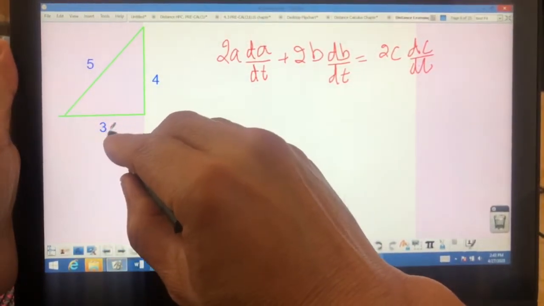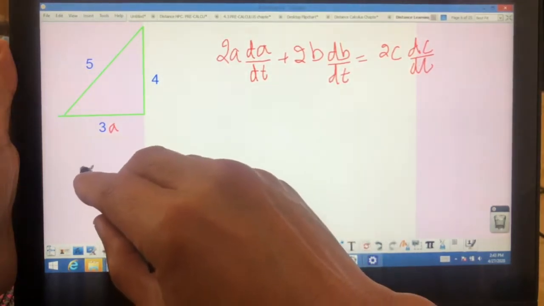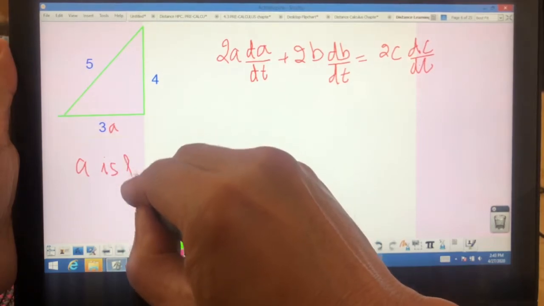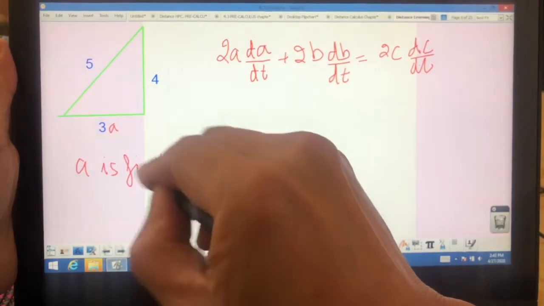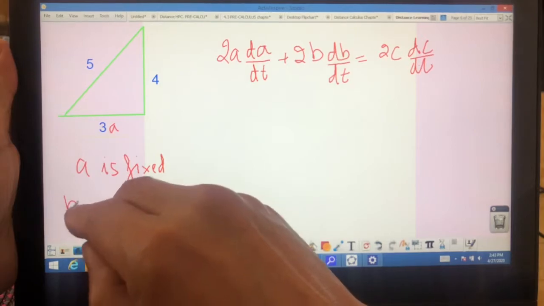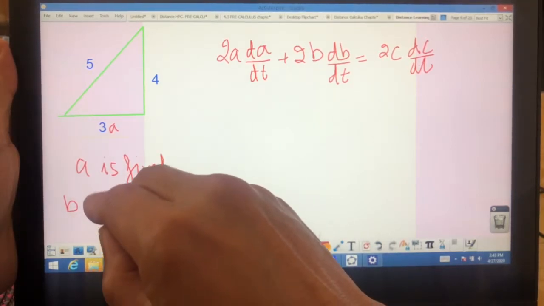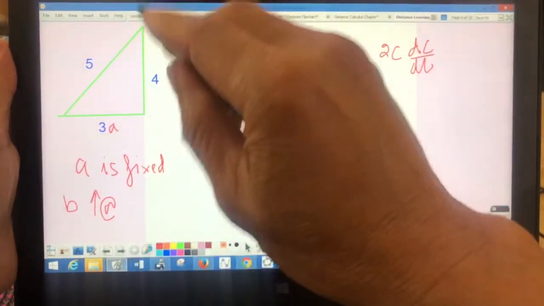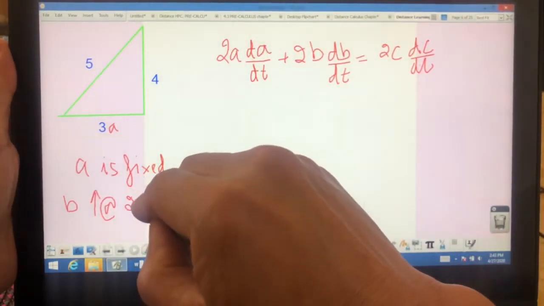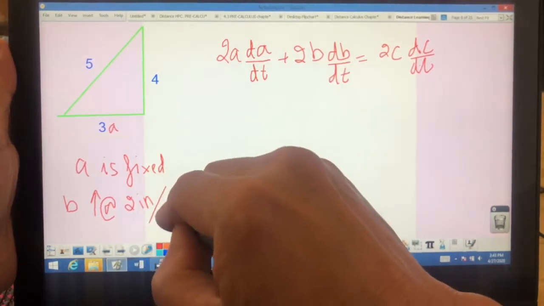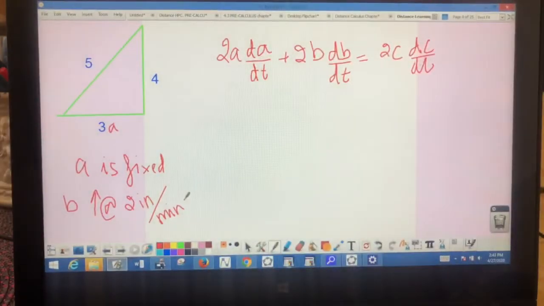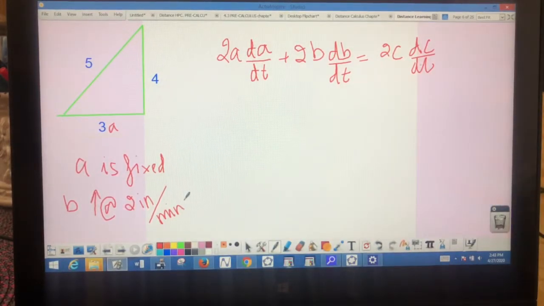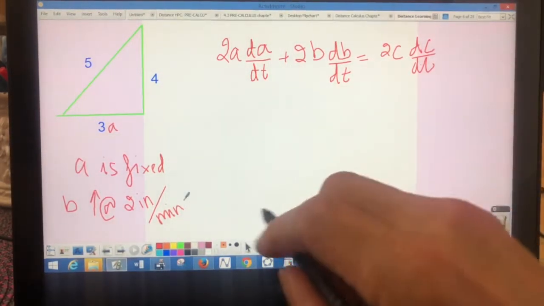Let's say A is this guy. A is your 3. So we said A is fixed, not changing. And we said the B is growing. I'm just going to put the arrow at, so that's going to get taller, at 2 inches per minute, okay? So you got all that set up. You took your derivative from the Pythagorean theorem. So let's apply all these numbers.